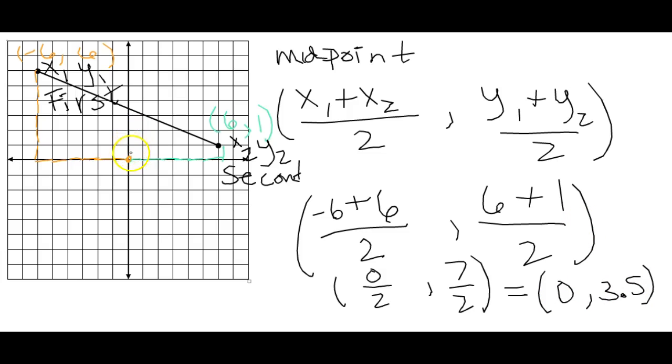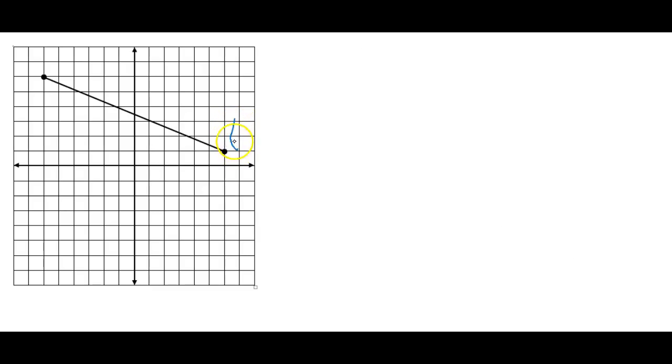And if we go draw that in, 0 first means don't go left or right, just go up 3.5. And that looks very accurate to our line. What we found for the midpoint makes sense and looks like it is the correct midpoint. So let's take this same line and find the slope. We had a coordinate that was (6, 1), and we had a coordinate that was (-6, 6). And we said this is the first point, so this is x1, y1, and this is the second point, so this is x2, y2.